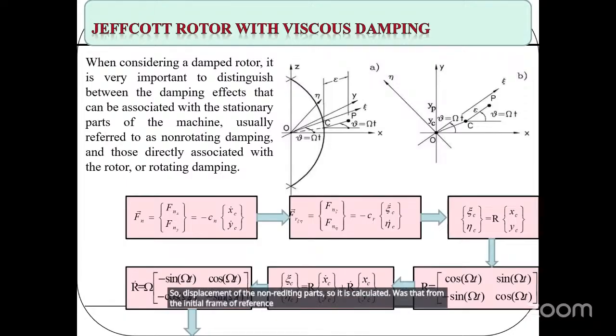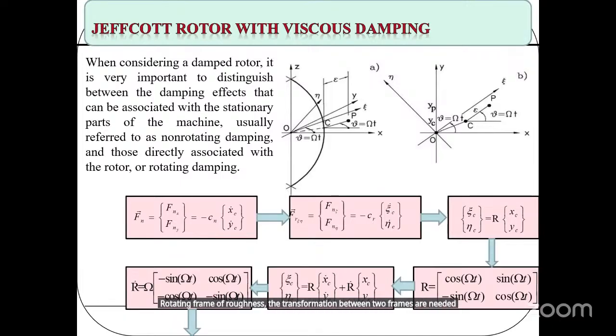But while considering the damping from the rotating parts, the dissipation and displacement of the rotating parts have to be calculated in the rotating frame of reference. So between these two frames of reference there should be some transformation. Otherwise, we cannot calculate the equations of motion. So there are two coordinate systems: X, Y is the inertial frame of reference, and zeta is the rotating frame of reference. The transformation between the two frames is needed.